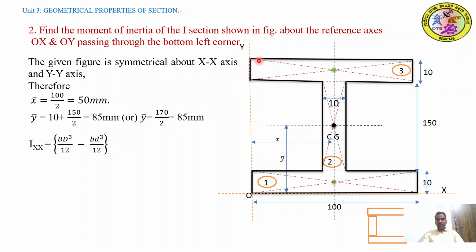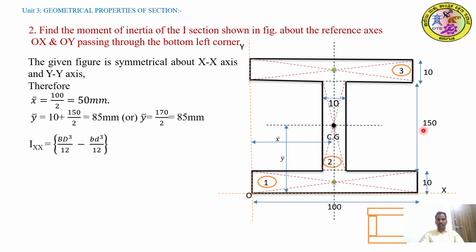If we treat the I section as a whole rectangle, the moment of inertia for the given figure is BD cubed by 12, that is, capital BD cubed by 12 minus small bd cubed by 12, where we are treating the total I section as a full rectangle. Capital B is 100 millimeter, capital D is 170 millimeter, and the small b is 100 minus 10, which gives 90 millimeter as the width, and the depth is 150 millimeter.